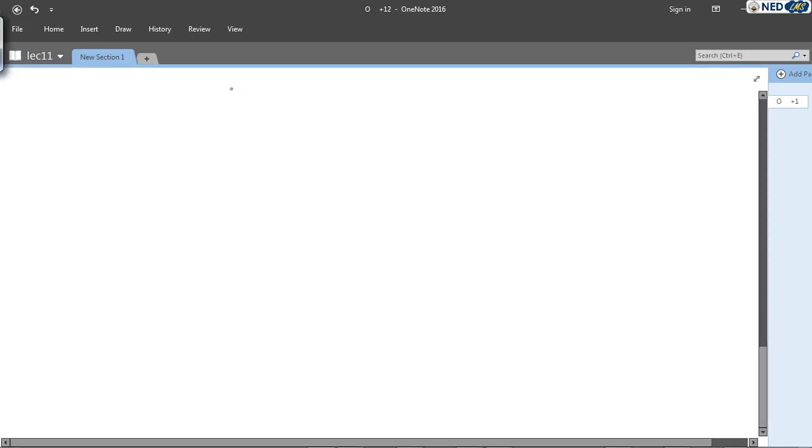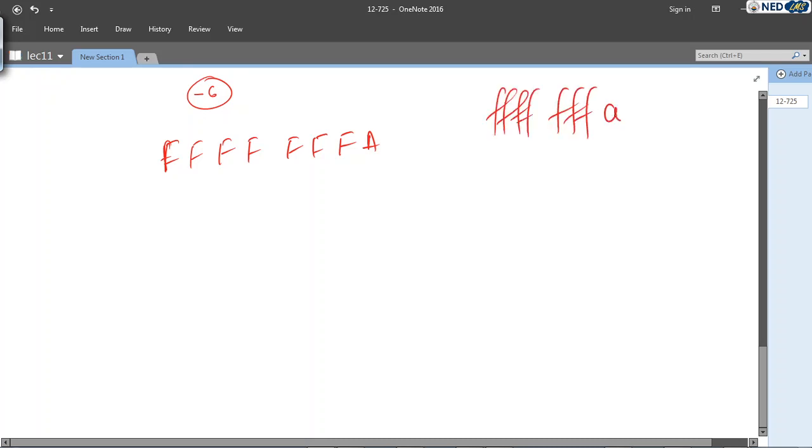8 minus 14 is minus 6, and the computer is displaying this minus 6 as 7 F's and A. I mean, the computer was displaying it like FFFA, something like that. You can just represent it with capital letters, no problem at all. So let's convert this into binary format.